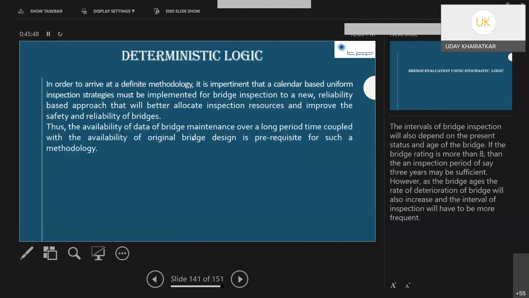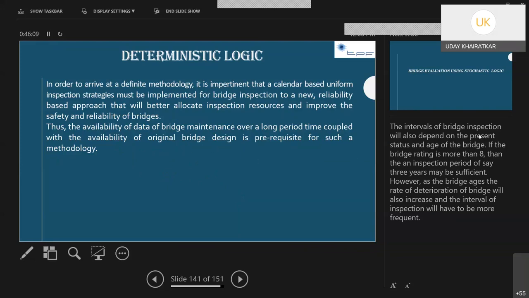So in order to arrive at a definite methodology, it is important to note that a calendar-based uniform inspection strategy must be replaced for bridge inspection with a new reliability-based approach that will better allocate inspection resources and improve the safety and reliability of bridges. Thus, the availability of data of bridge maintenance over a long period, coupled with the availability of the original bridge design, is a prerequisite for such a methodology.